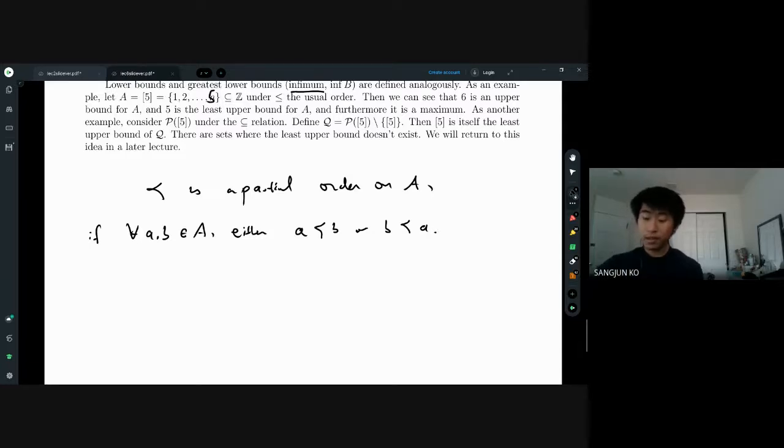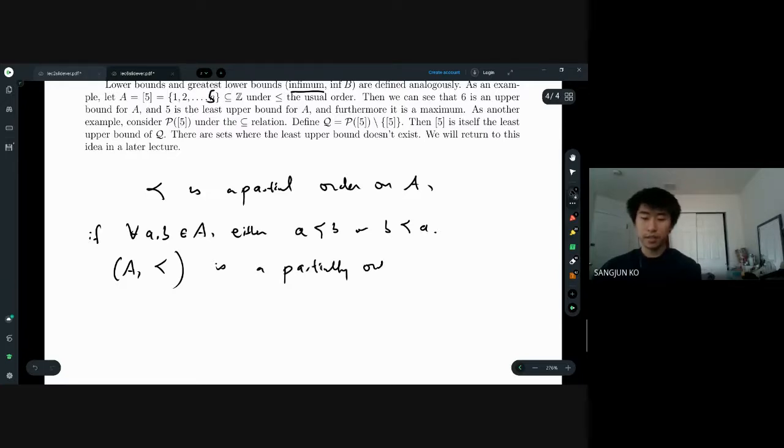Okay. Now we say a set with a partial order, I guess we never really said this in the notes, is a partially ordered set. This ordered pair, you can, in fact, call it a poset for short.